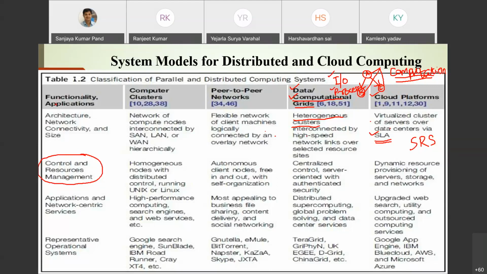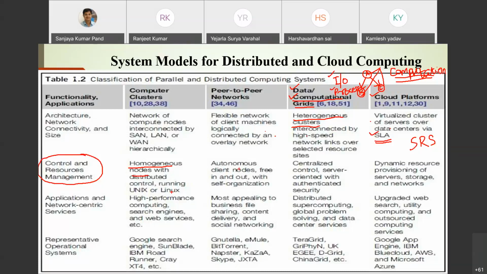If you go for a cluster, you know that there may be nodes with distributed control running Unix or Linux operating system, right? So if the resources are like that, how can you use them? A single system image is provided by your computer clusters, right? You will interface with only one computer node, not with all the nodes. That node is called your cluster manager. The cluster manager will propagate your work to other computational nodes, right?